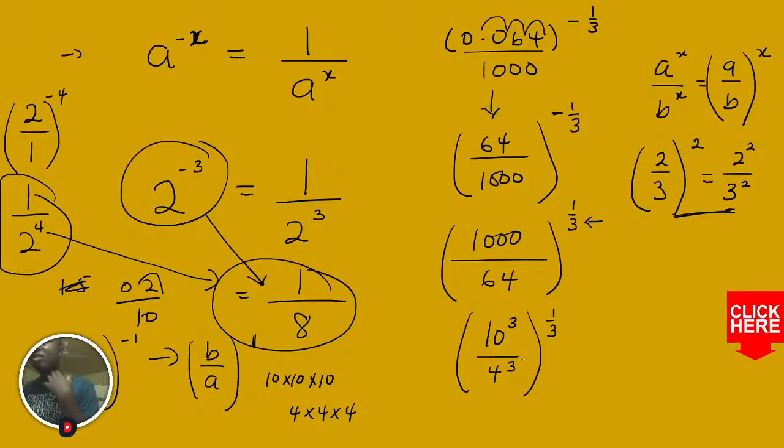So this 3 and 3 will come out, which will mean that it is going to be 10 over 4 raised to the power 3. Remember, this was already there. So times what? 1 over 3. Okay, so once we are done with that, it brings us to what we did previously with the second example.